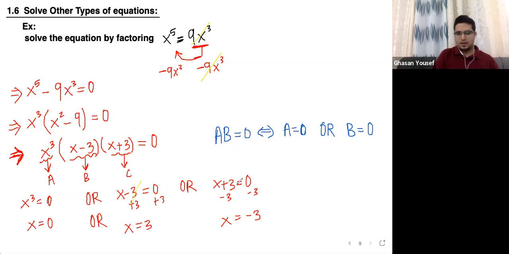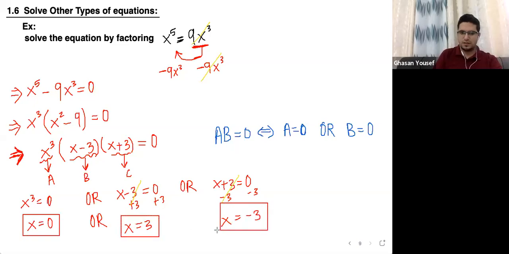So this cancels out, this cancels out. So x equals minus 3, x equals 3, and x equals 0. Okay? So here we have 3 answers, 3 solutions. This is the first solution, this is the second, and this is the third one.